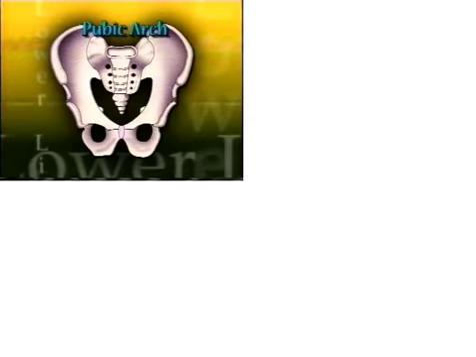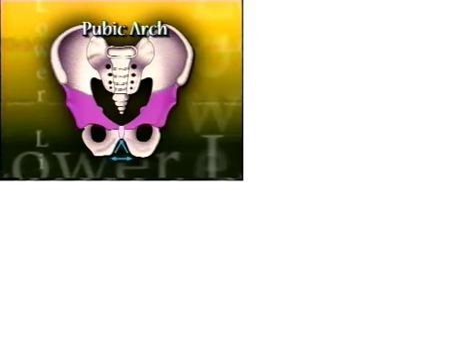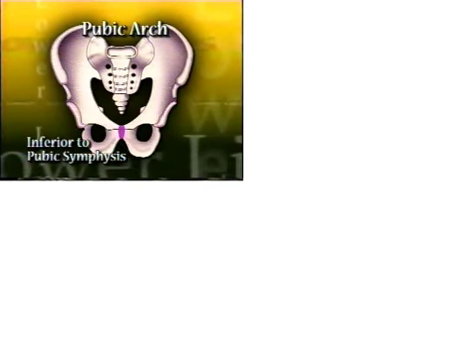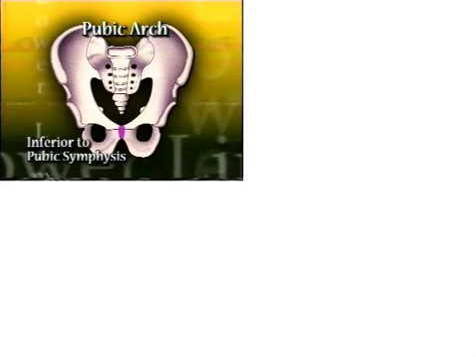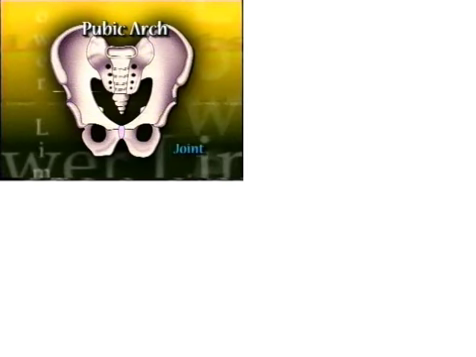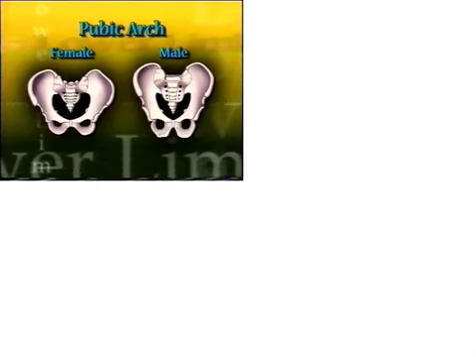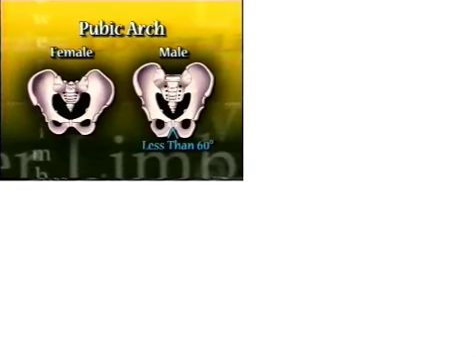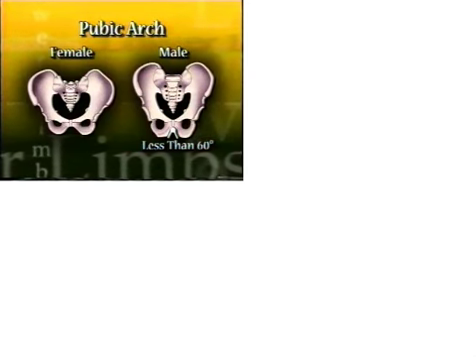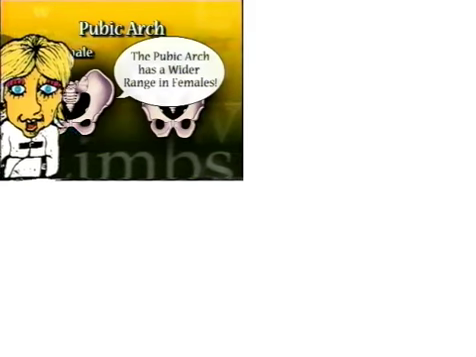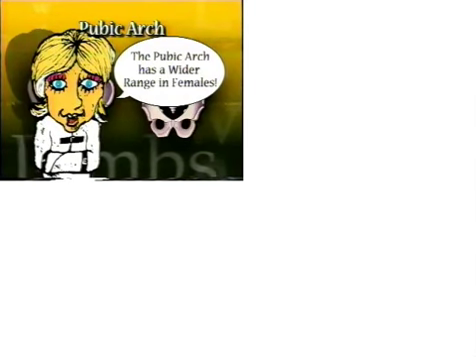Now, the pubic arch is the angle between 2 pubic bones. It is inferior to the pubic symphysis, a joint that connects the 2 pubic bones. But don't worry about joints now. We'll talk about them later. The pubic arch can be used to identify a person's sex. This is because the angle of the pubic arch in males is less than 60 degrees, and the angle in females is greater than 80 degrees. The pubic arch has a wider range in females.